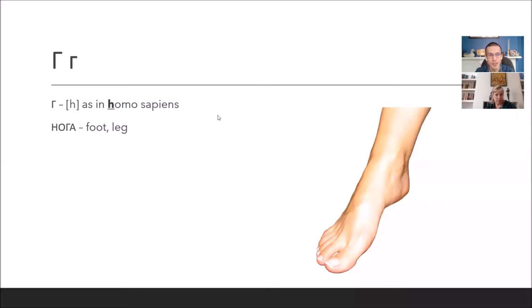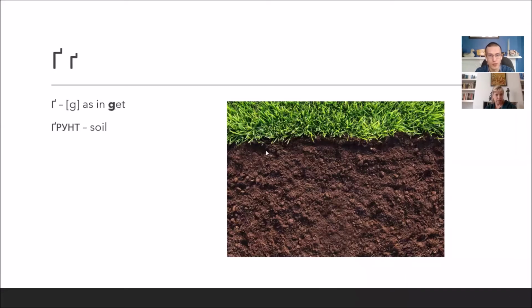Let's go for the next letter, which is letter G. Yeah, it looks similar to H, but makes the sound G. It has this little thing up here. Yeah, as in get. And the word using this letter is G, R, U, N, T. Grunt, which means soil, as you might see here.